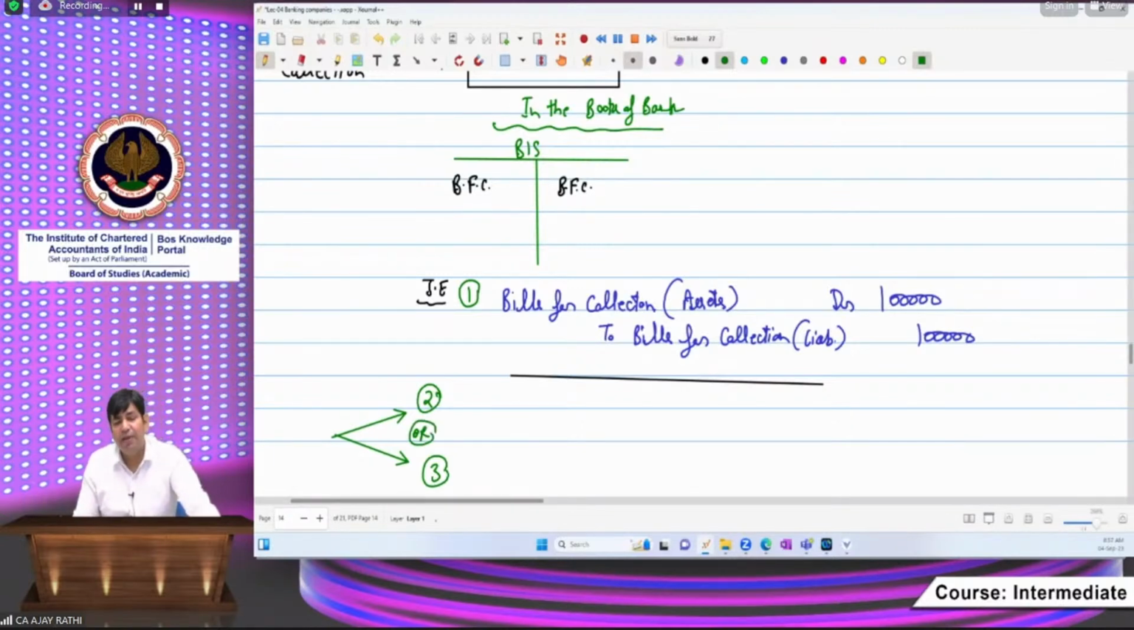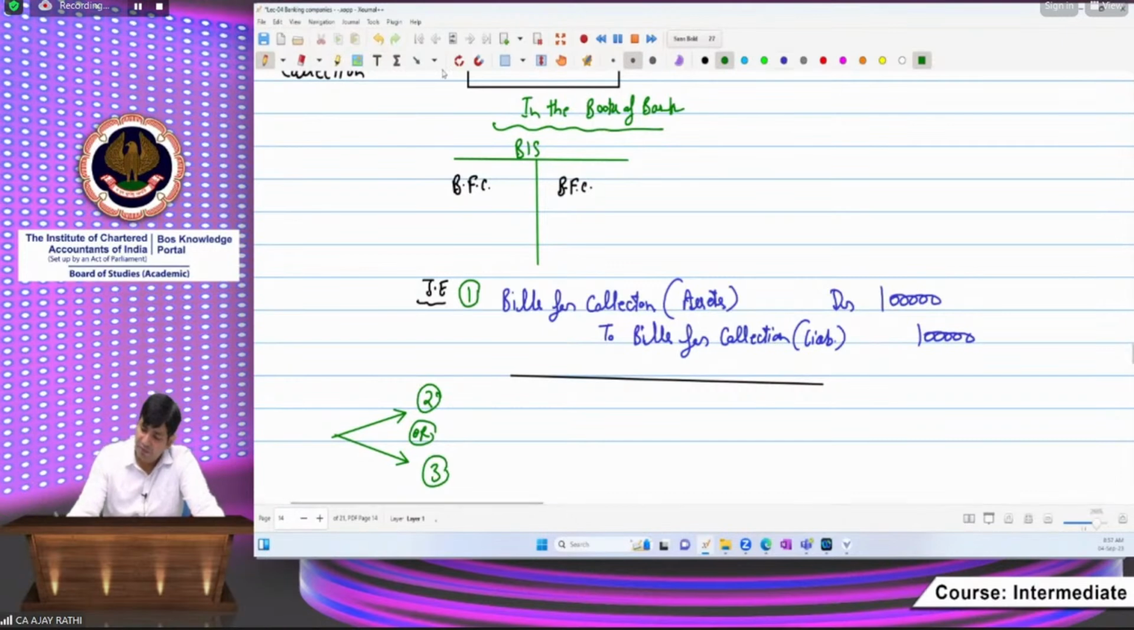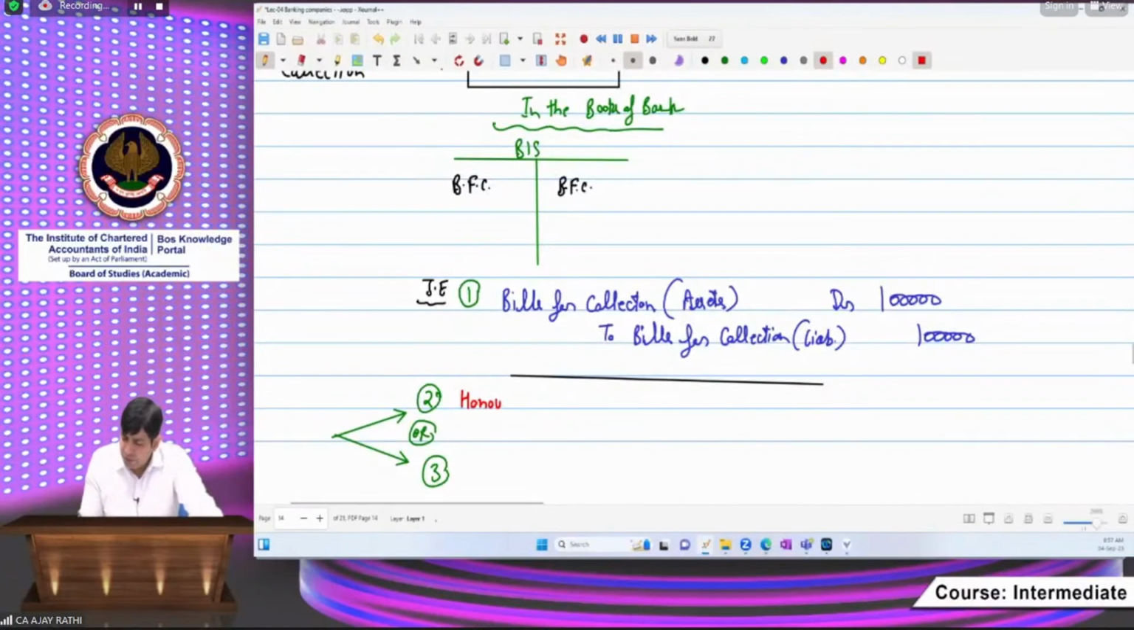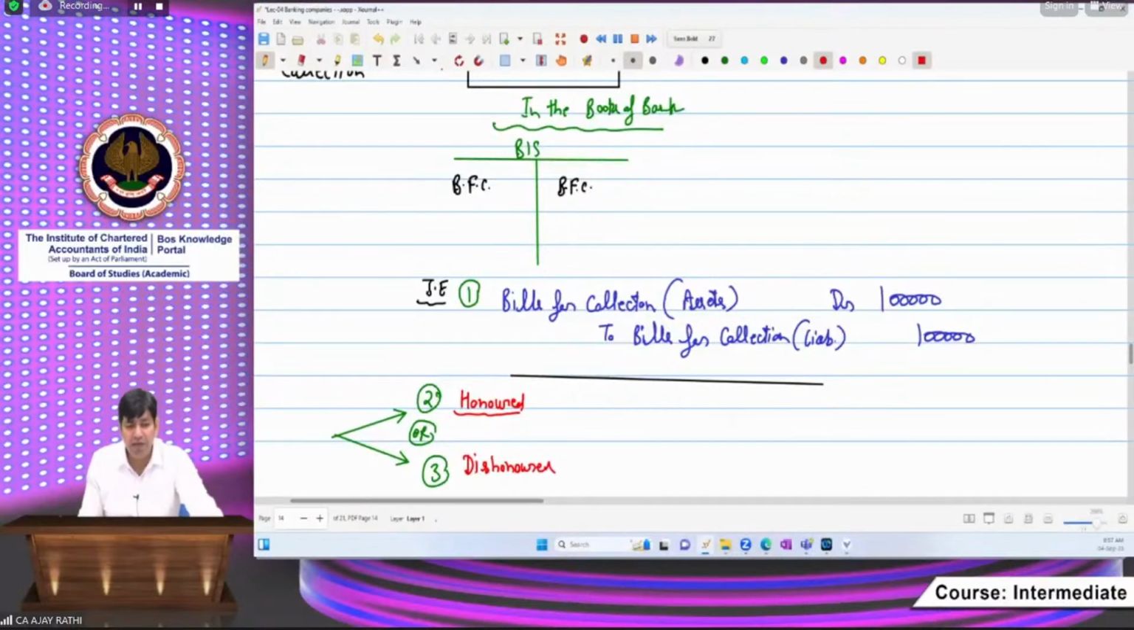Either there will be collection or there will be dishonor. It means we can say either there will be honor or dishonor. See, suppose the bill has been honored, or suppose the bill has been dishonored by the drawee. There may be any case. Yes, you are asking the same. Yeah, beta, I am covering it here. Don't worry.